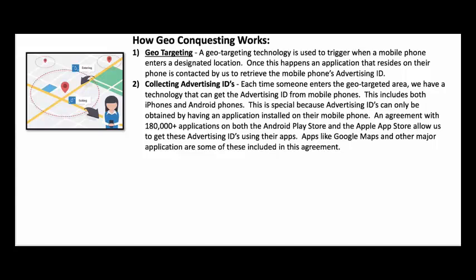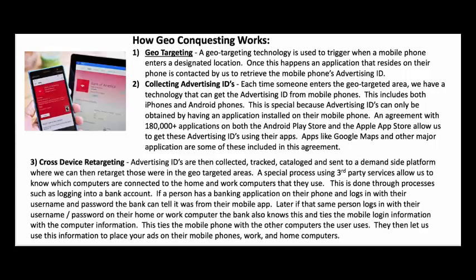Unlike some things, with geofencing or with beacons as some people know it, where they have to have their Bluetooth on, or they have to actually have an app already on their phone, in this case we don't need a specific app. We can use the apps they already have to capture the advertising ID. Here's why that is so important. It's in the next step, and that is cross-device retargeting.